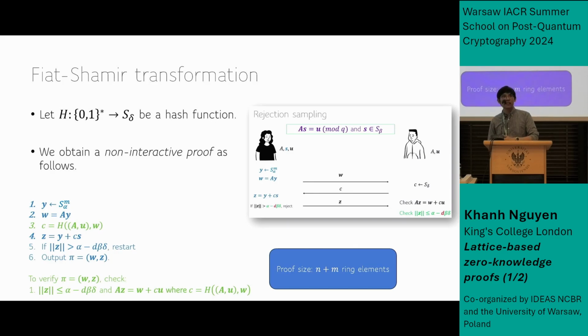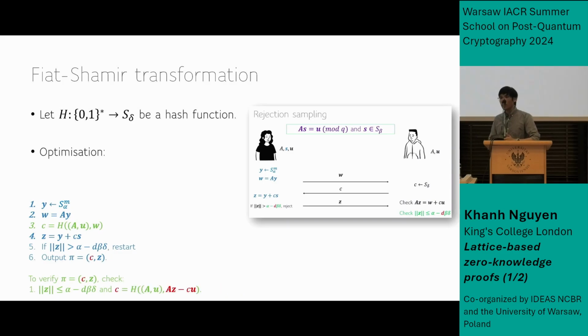Okay, so the nice trick in the lattice setting is that instead of sending W, which is somewhat costly, we can just send C in the proof. So the proof is C and Z. And then to verify, we use the fact that W can be deterministically computed from Z and C. So what was W? W was AZ minus CU. So that's the check that we have in red.